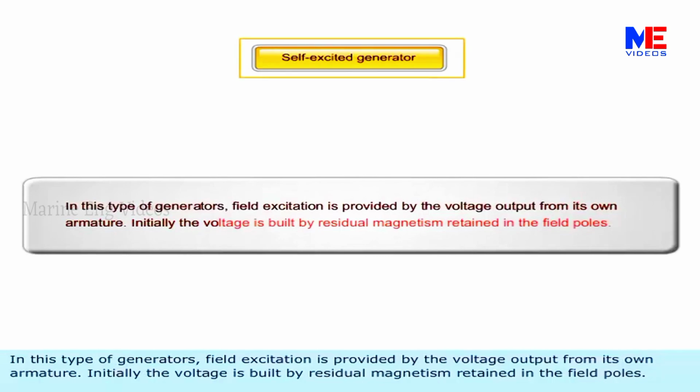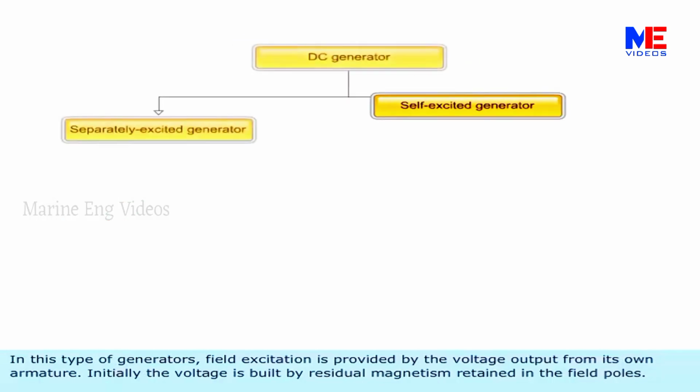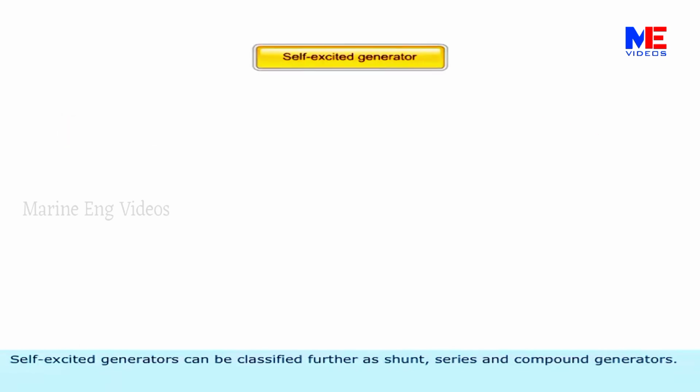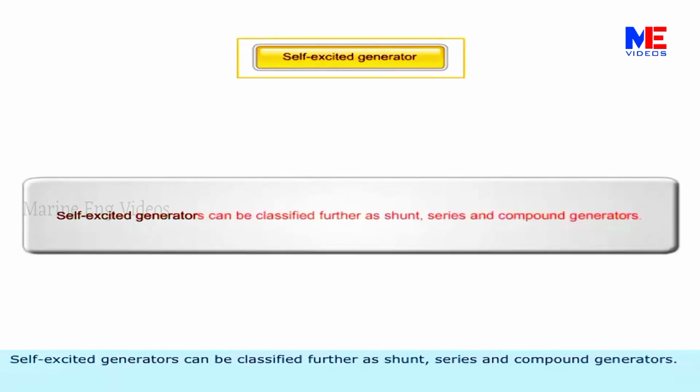Self-excited generator. In this type of generators, field excitation is provided by the voltage output from its own armature. Initially, the voltage is built by residual magnetism retained in the field poles. Self-excited generators can be classified further as shunt, series, and compound generators.